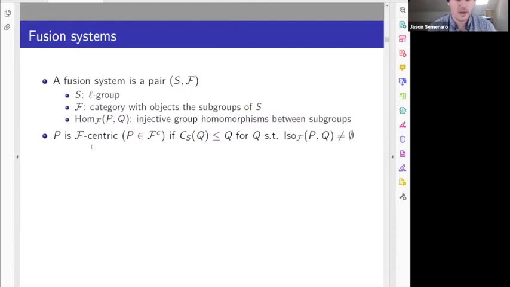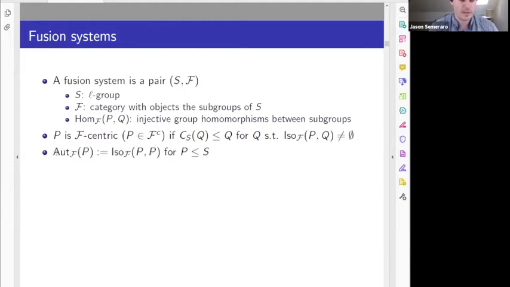A key concept for us in the context of fusion systems is going to be the notion of an F-centric subgroup. An F-centric subgroup is one which is self-centralizing, and one whose F-conjugates are self-centralizing. F-conjugates are just the images of isomorphisms in the category F of P. That's all subgroups Q which are isomorphic via some homomorphism from P to Q. I want all of those subgroups, including, of course, the identity isomorphism, to be self-centralizing. So that's what F-centric means.